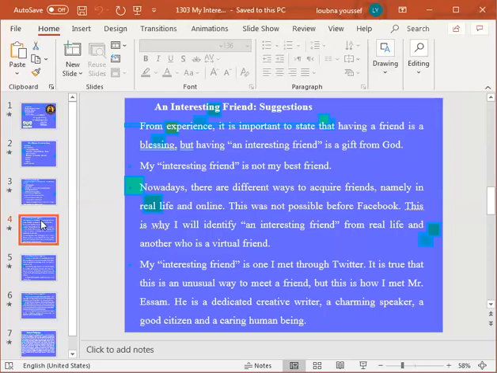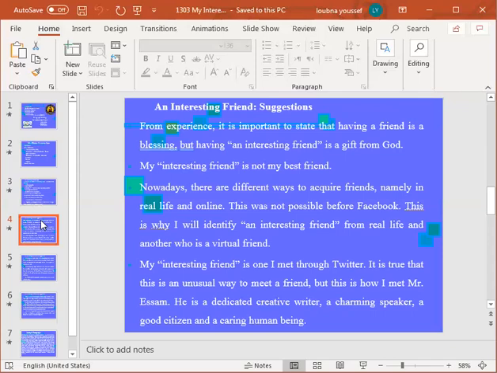Now, someone can write about my interesting friend and make the claim, make the suggestion, introduce the point of view that the choice is that this interesting friend is not my best friend, all right? So here the writer is making a distinction between an interesting friend and a best friend.